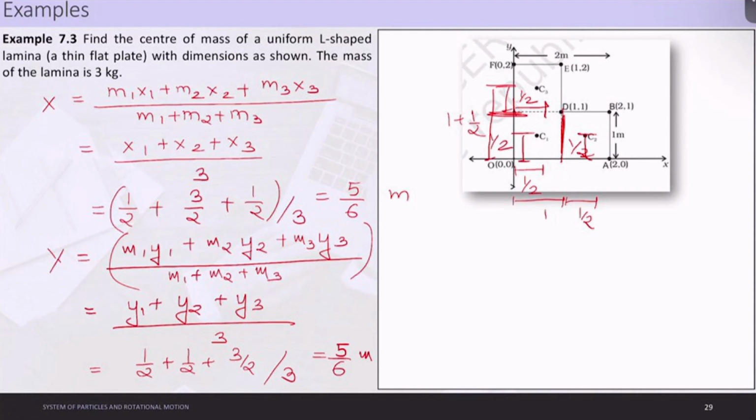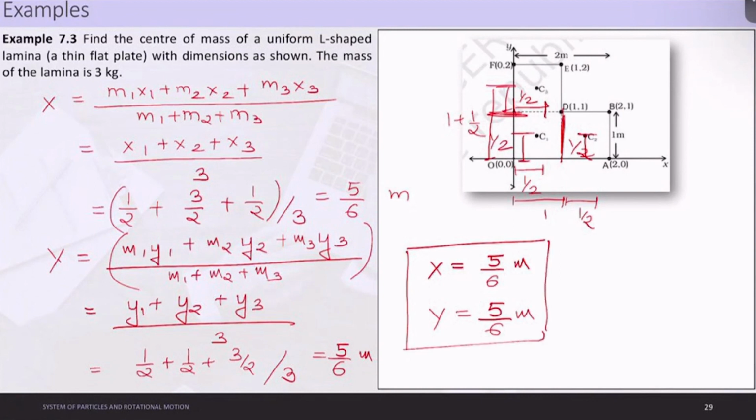I hope you understood how we obtained the values of center of mass for this. So what is the final answer? X is equal to 5 by 6 meters and y is also equal to 5 by 6 meters. Okay, fine. Let's move on.